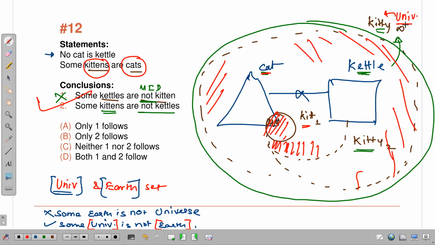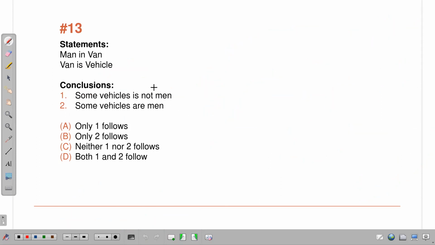The kittens is something which can become the universal set, and then cattle is my earth. So I'm saying some earth is not universe, wrong. I'm saying some universe is not earth, right. And therefore, in any possibility you can always say some universe is not earth. So that's my logical explanation for it. I hope you'll understand it.